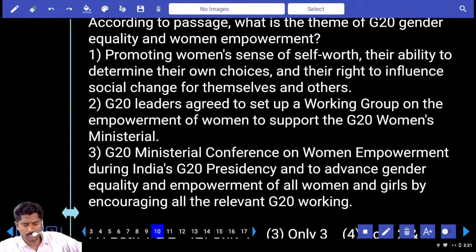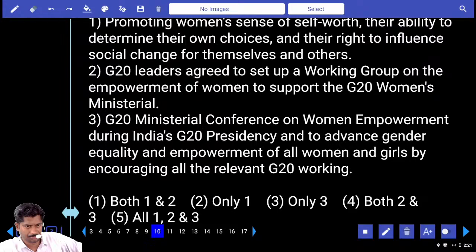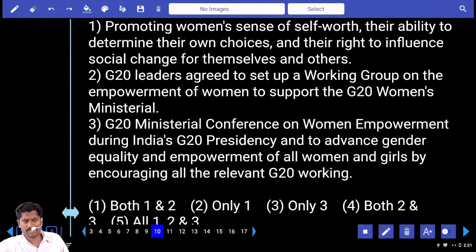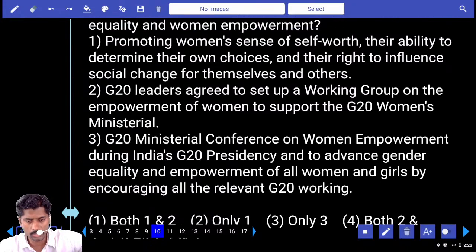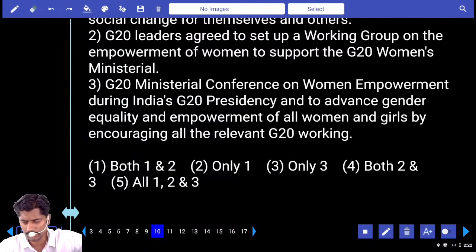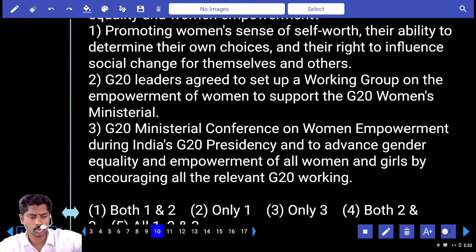According to the passage, what is the theme? What theme did he mention in this passage? Promoting women's sense of self-worth, their ability to determine their own choice. Did he talk about their choices and self-worth? G20 leaders agreed to set up a working group on the empowerment of women to support the G20 ministerial. Yes. Second one, okay. Third one, G20 ministerial conference on women empowerment during India's G20 presidency and to advance gender equality, empowerment of all women and girls by encouraging all the relevant G20 working groups. Answer? 2, 3 or 2 and 3? Is the 2 and 3 option there? Yes. So 2, 3 or 2 and 3?